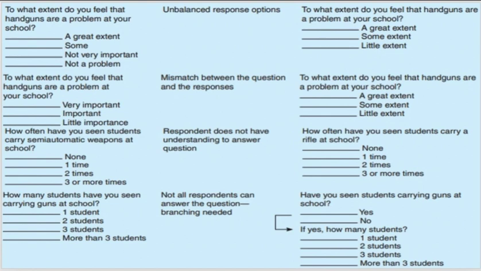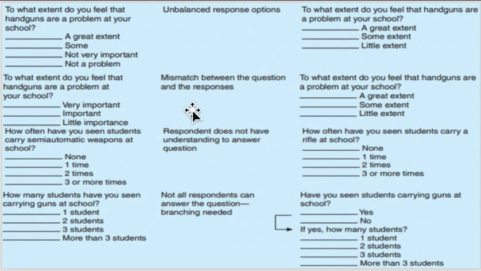Another one, unbalanced response options. Or in this case, to what extent do you feel that handguns are a problem? A great extent. Some, not very important, not a problem. These don't even make sense together, right? And so you want to make sure that the phrasing remains consistent as you go through all the different options. That's kind of a no-brainer, I think.